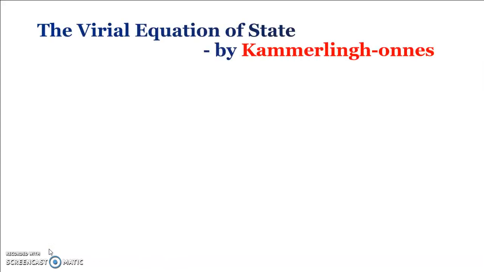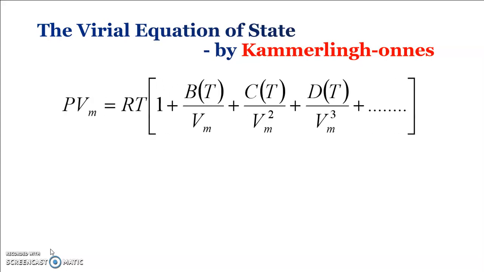It is the most general equation of state proposed by Kamerlingh Onnes. He expressed the product PVm as a power series in 1 by Vm. Hence, the equation of state becomes PVm, Vm is the molar volume, equal to RT into 1 plus B of T by Vm plus C of T by Vm square plus etc.